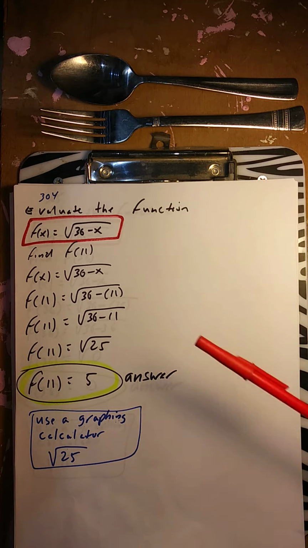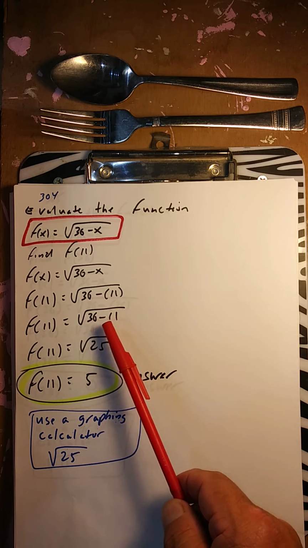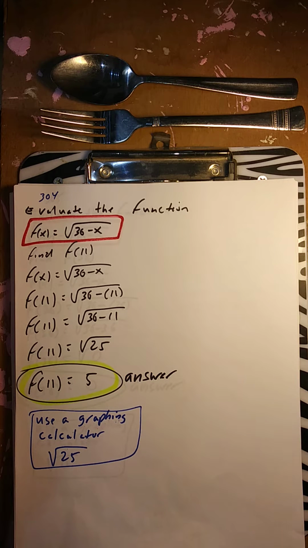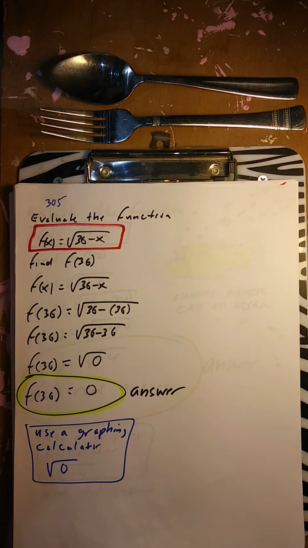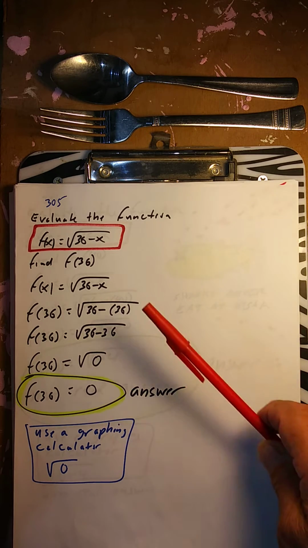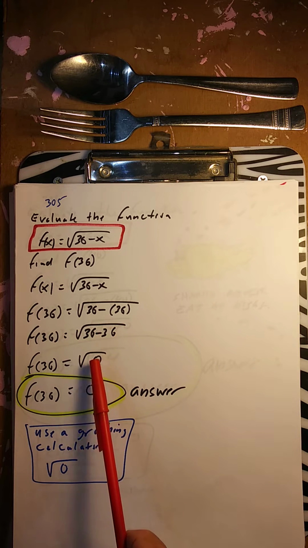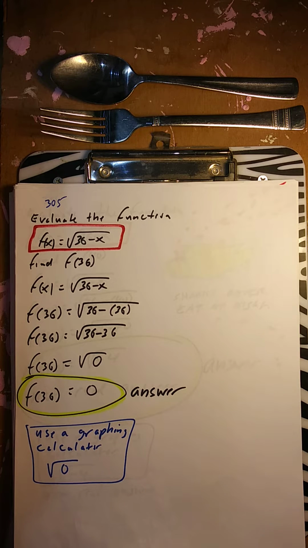Evaluate the function, again the radical function. So f of 11. Put 11 there. 36 minus 11. Take the parentheses off. That's going to be 25. Square root of 25 is 5. Evaluate the radical function again. F of 36. Put a 36 in there. So 36 minus 36 is 0. Square root of 0 is 0 because 0 times 0 is 0. Or use a graphing calculator.